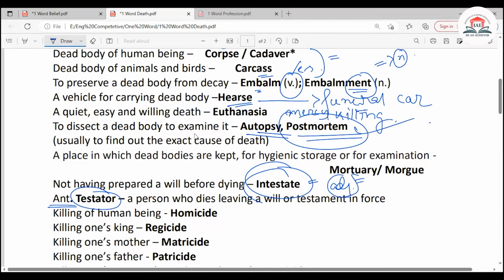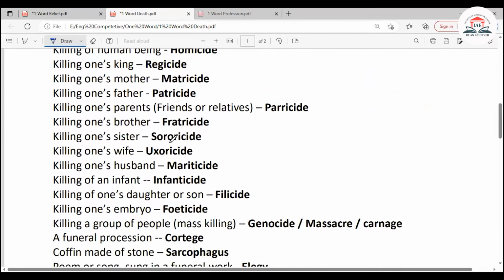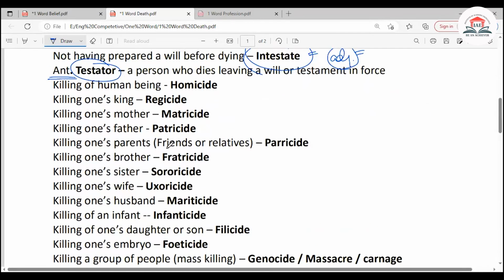Now, next is a different section with some different words. Killing of human being, killing of king, killing of mother, killing of father. So this is a series of killings. The suffix is side, and side necessarily means killing only. Homicide. So what is homicide? Side we know, and homi comes from Homo sapiens, meaning human being. In our language, we call it murder. No issue. Murder is nothing but homicide.